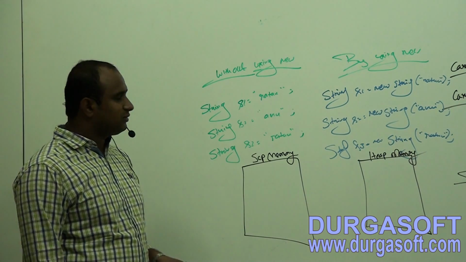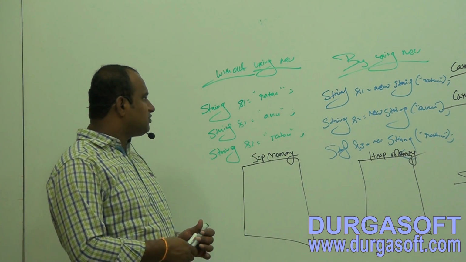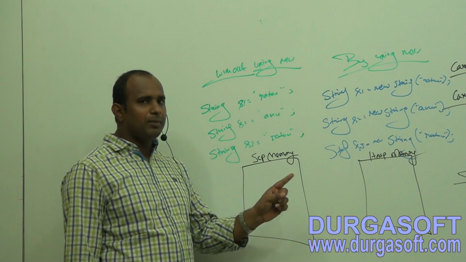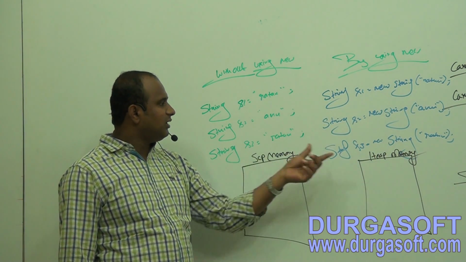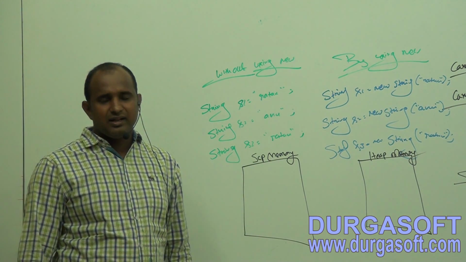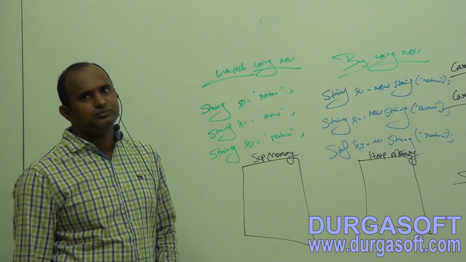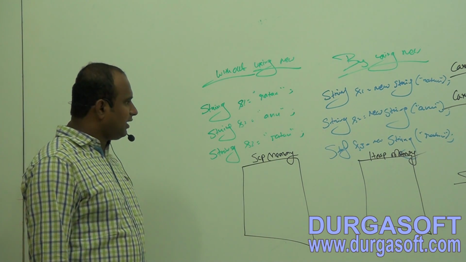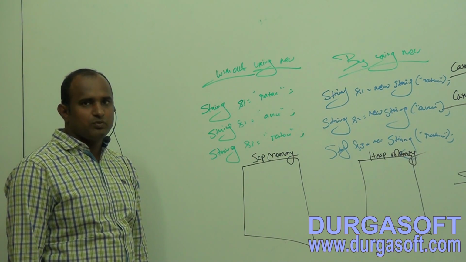How many points here? Just 2 points. When we create the object by using the new operator, the objects are created in heap memory. Without using the new operator, the object goes to SCP memory. SCP is also one of the memory areas, string constant pool memory. This is SCP memory and heap memory, first point.